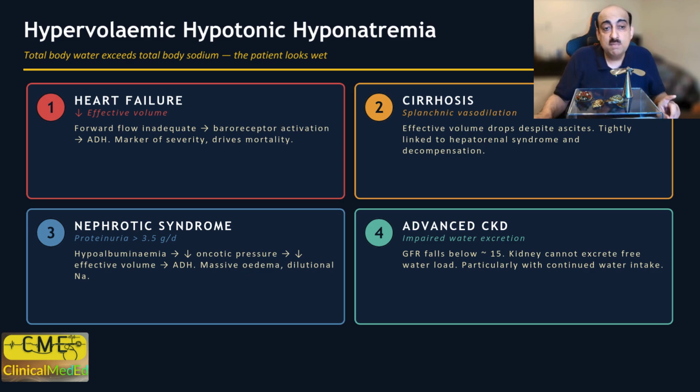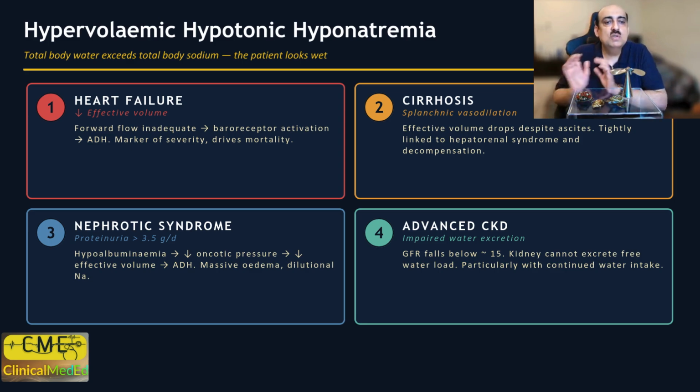Advanced CKD, very important. Once the eGFR is critically low, less than 15 ml per minute per 1.73 meter squared of body surface area, the kidneys cannot excrete a water load. One of the key functions of the kidney is fluid balance. So this is particularly dangerous if patients continue to have high fluid intake. We'll come to some treatment in some other module.